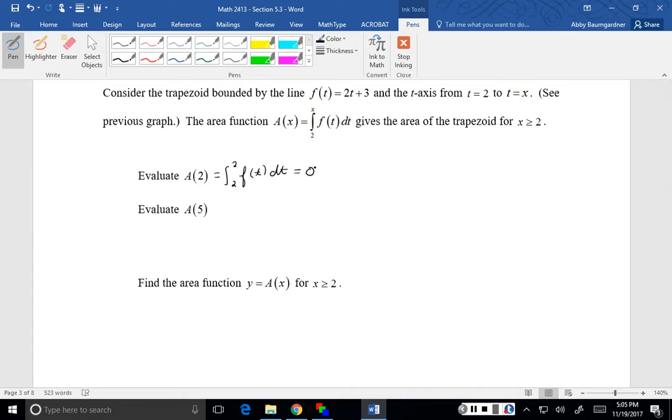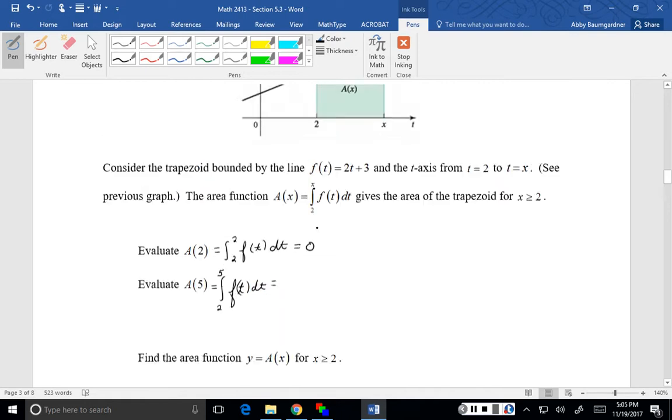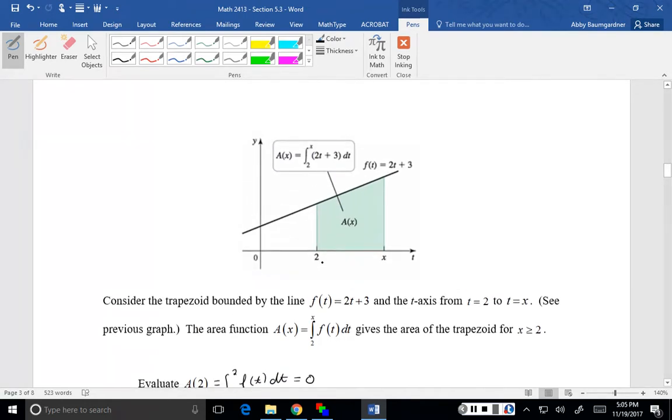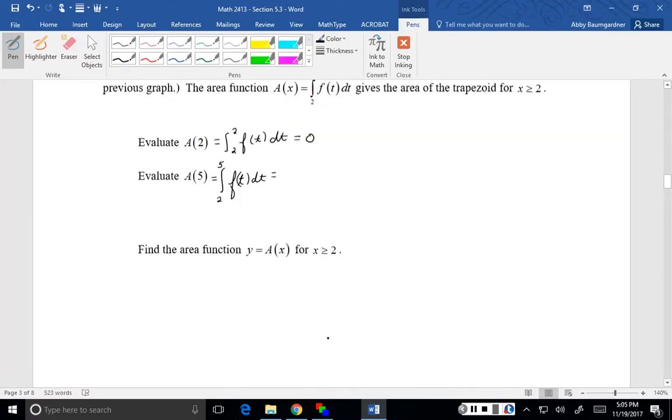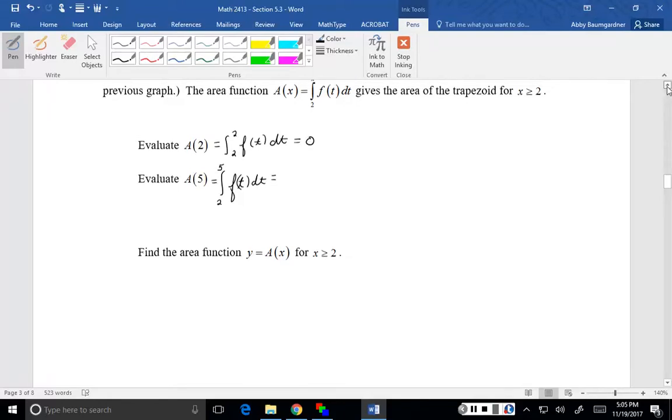Okay. What about at 5, though? This one might be a little bit more difficult. So this says, okay, if I'm plugging in 5 for this x, I've got to plug it in up there as well. Well, what would that look like according to this picture? This would have our lower bound of 2, but our upper bound would not be x, it would be 5. So let's see what that kind of looks like. I'm going to draw it down here.